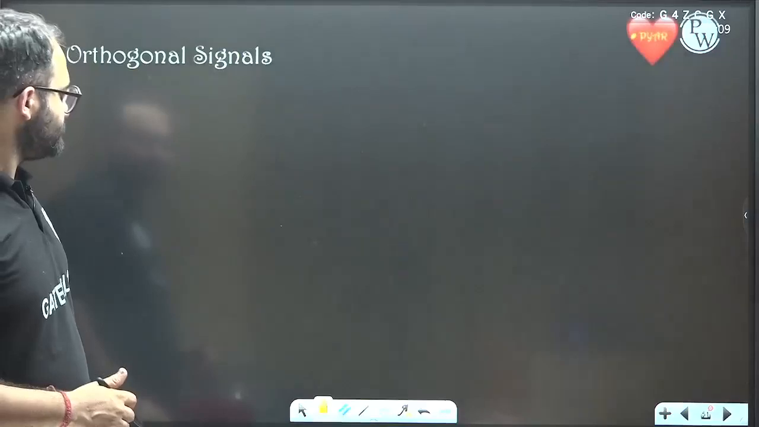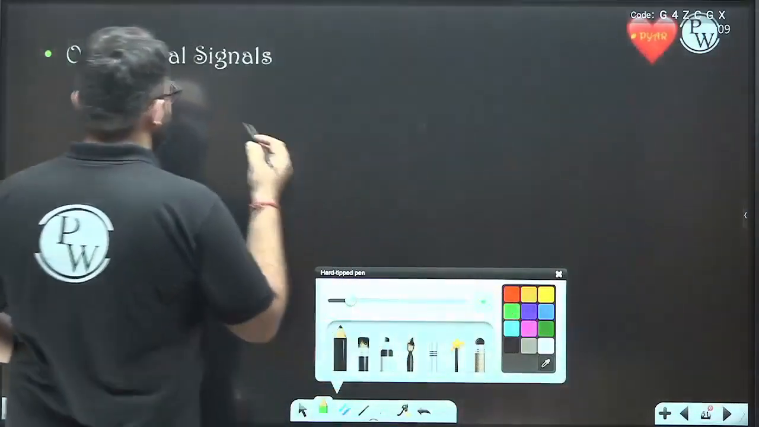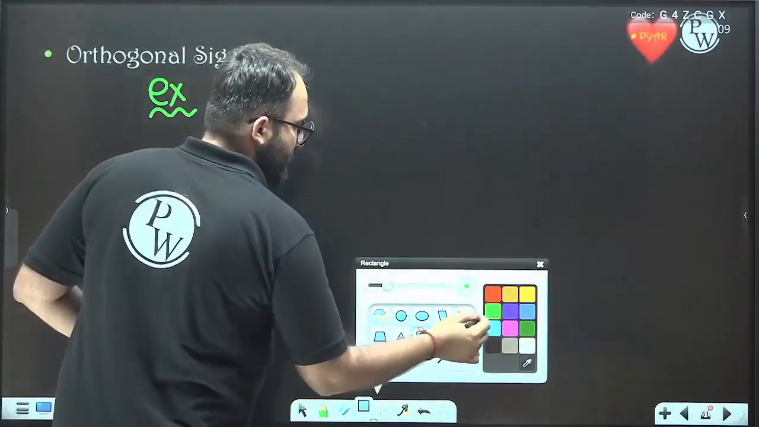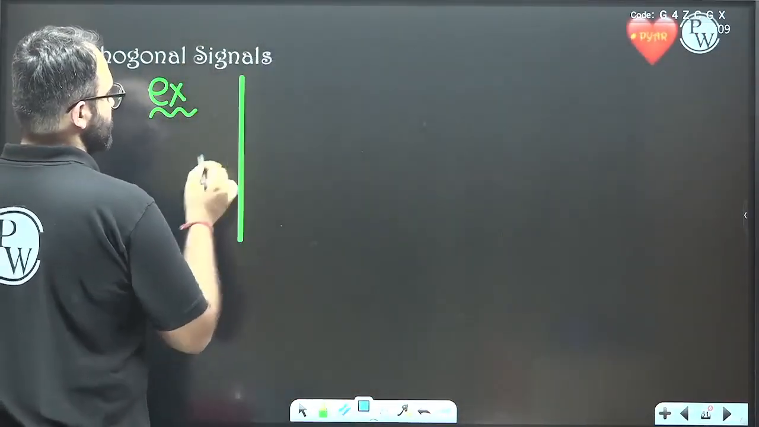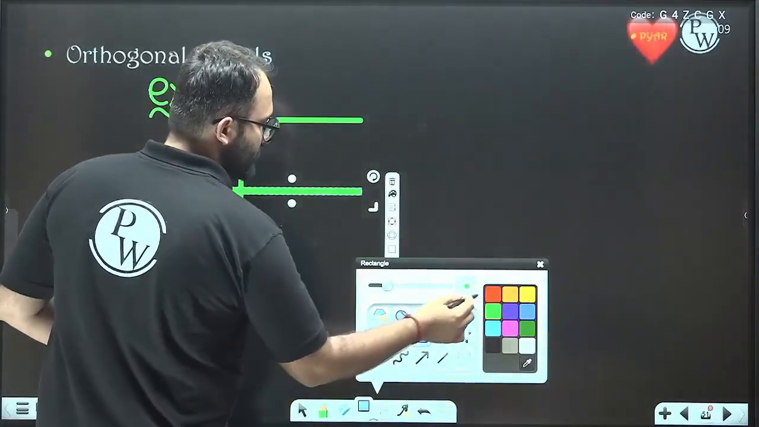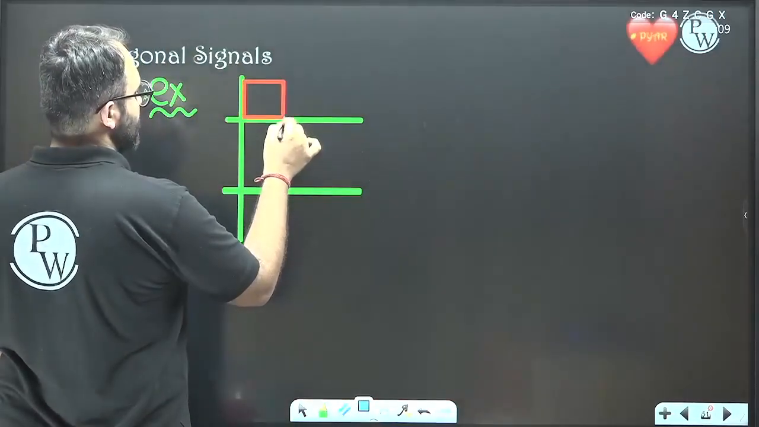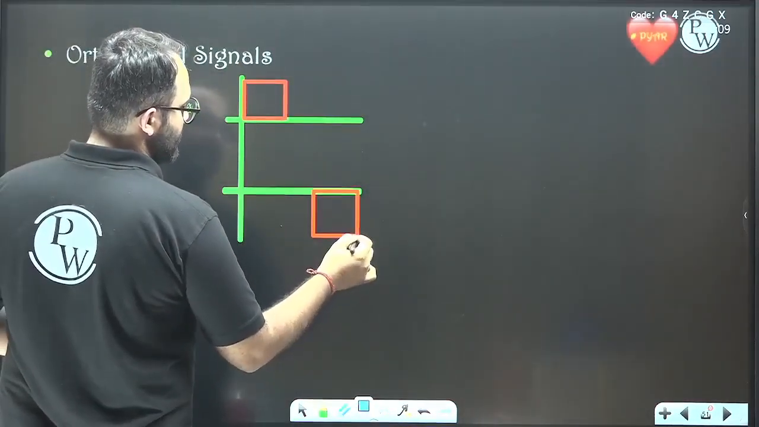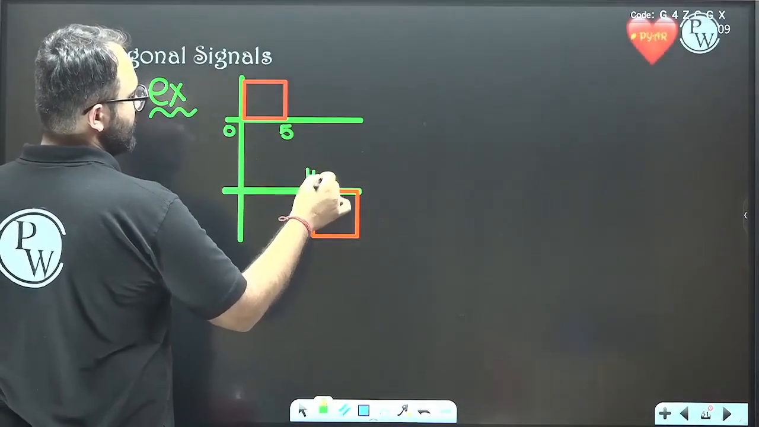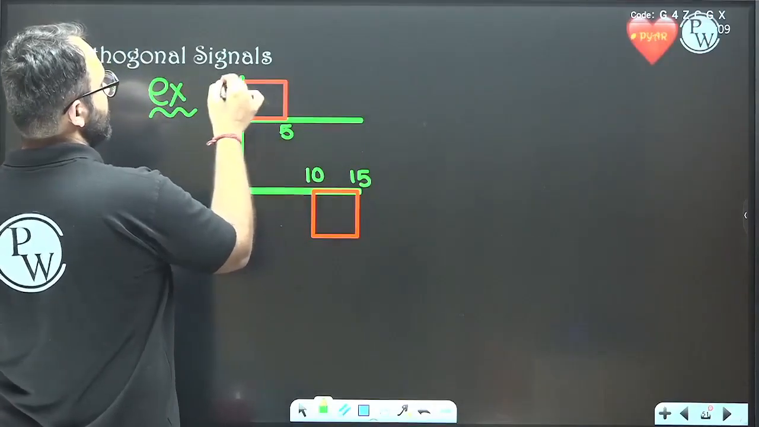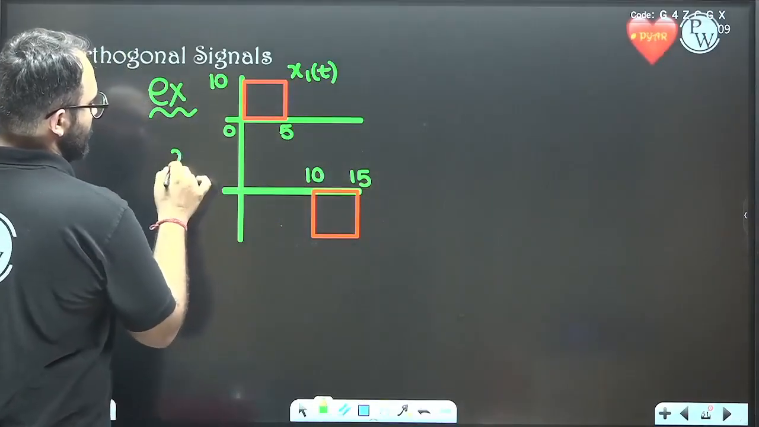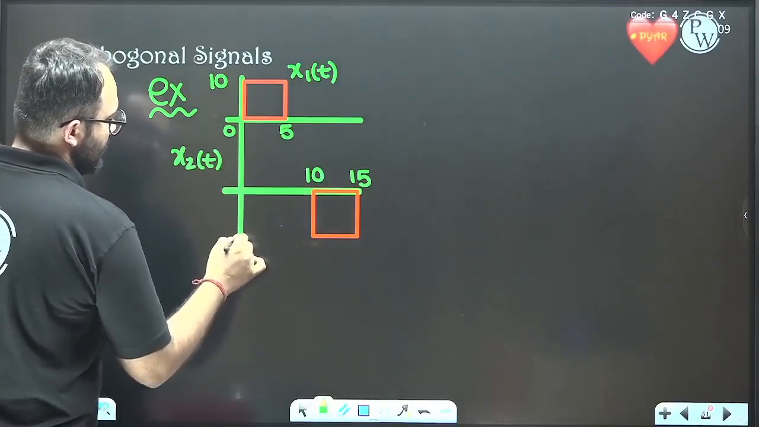For example, let me take an example for you. Suppose we have two signals. The first example is a very easy one. Suppose we have a signal like this, and another signal like this. One signal is from 0 to 5, and the other is from 10 to 15. The height is 10. This is your x1(t), and this signal is x2(t), with value minus 10.